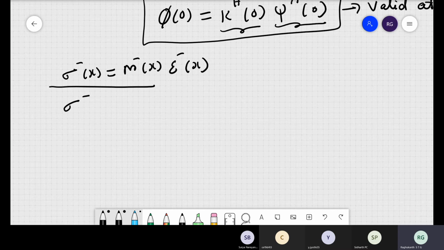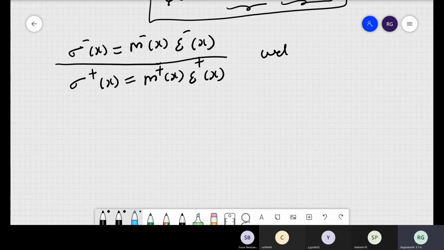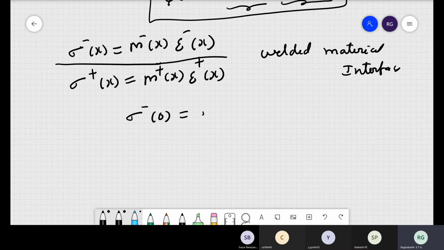Now this material, say, sigma plus, so this is my m plus epsilon plus x. Okay, so now my condition here is the continuity of stresses, and it is a welded material interface. So this is a welded material here. So now my boundary condition is sigma of 0, say, and sigma plus, both of them should be 0 at x is equal to 0 itself.